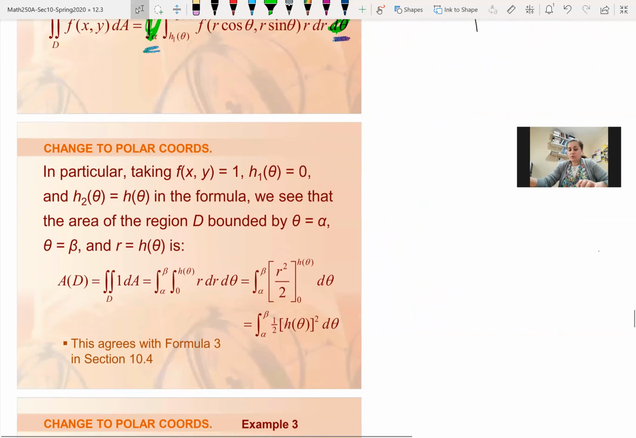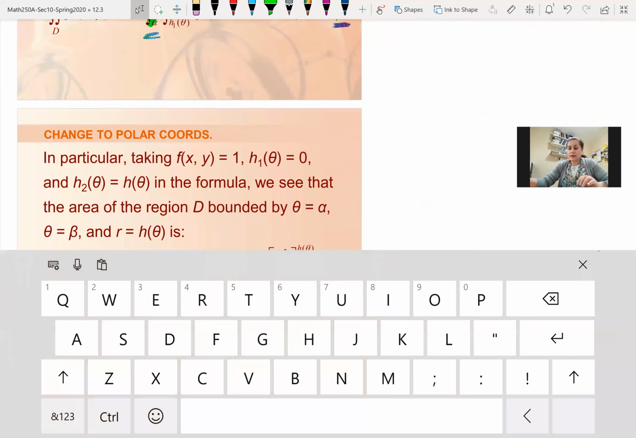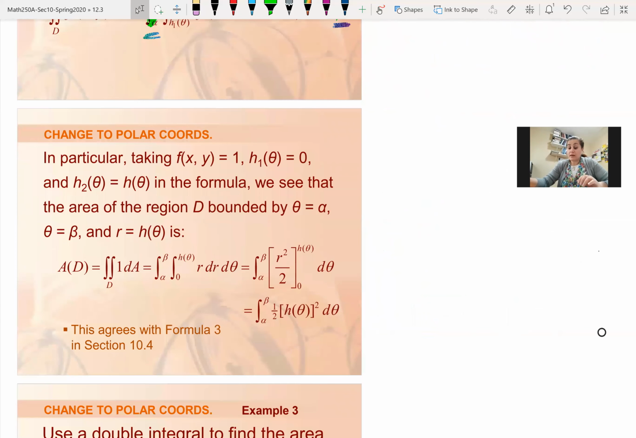And one more time, reminding you: in Calculus 2, section 10.4, you learned how to get the area using polar when you have a polar equation, your polar curve. That was really just one formula. But here I don't need to know any formula. As long as I know how to set the limits of integration, it tends to be exactly the same thing.